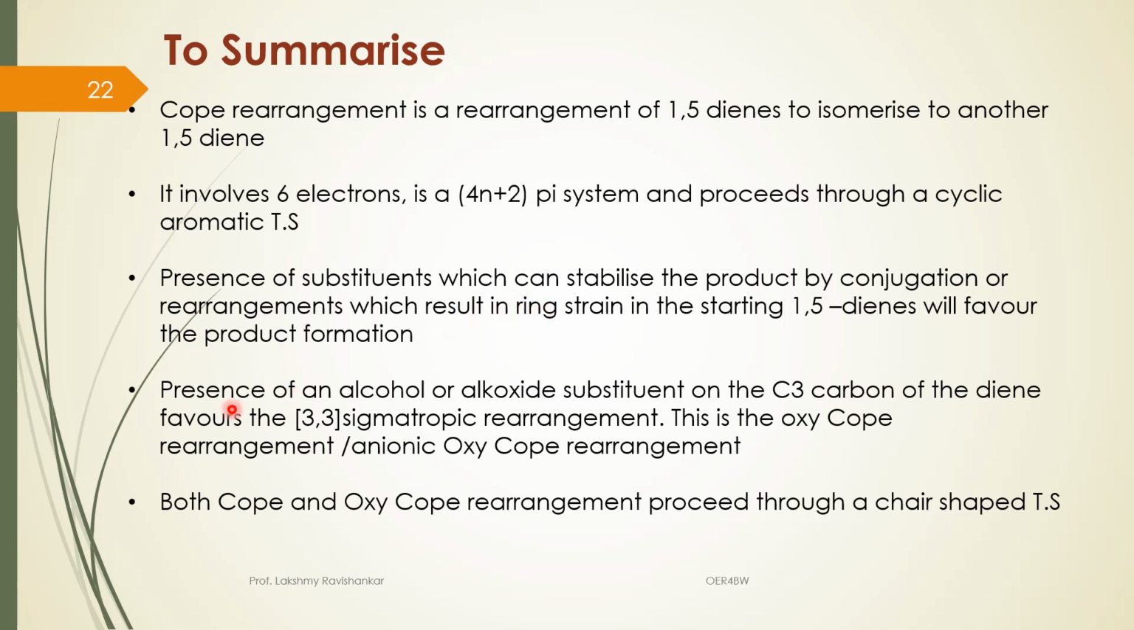Please remember that. Presence of an alcohol or alkoxide substituent on the C3 carbon of the diene favors the 3,3 sigmatropic rearrangement. This is the oxy-Cope rearrangement or the anionic oxy-Cope rearrangement. Both Cope and oxy-Cope rearrangement proceed through a chair-shaped transition state.